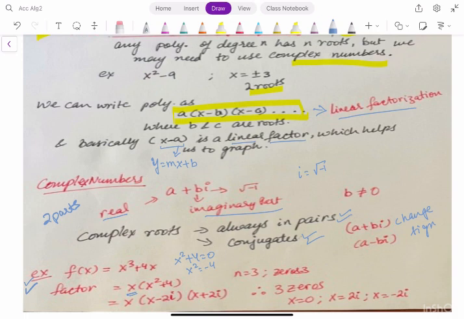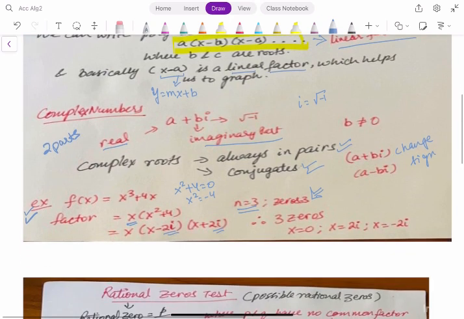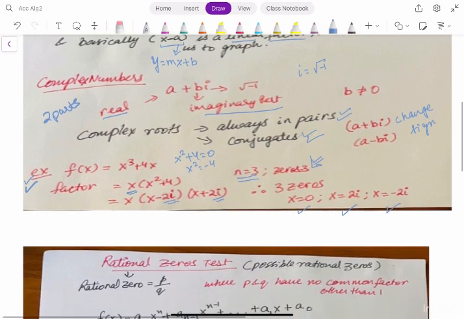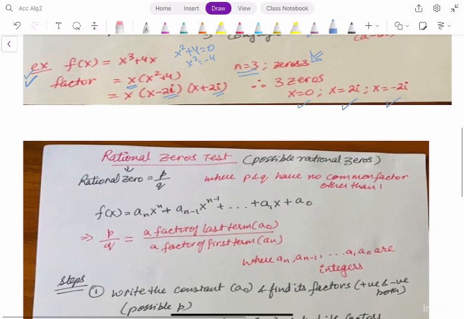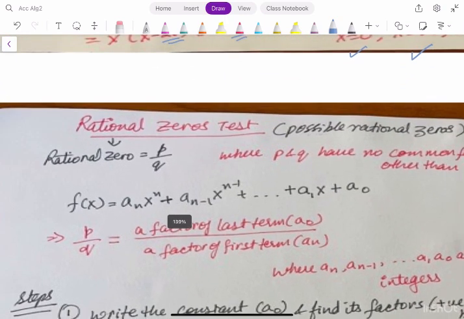So we have x squared plus 4 is equal to 0. We can say x squared is equal to -4. And -4 will have an i component, imaginary component. So in this particular problem, we have x cubed. That means three roots are there: 0, 2i, and -2i, because it happens in pairs, conjugate pairs.